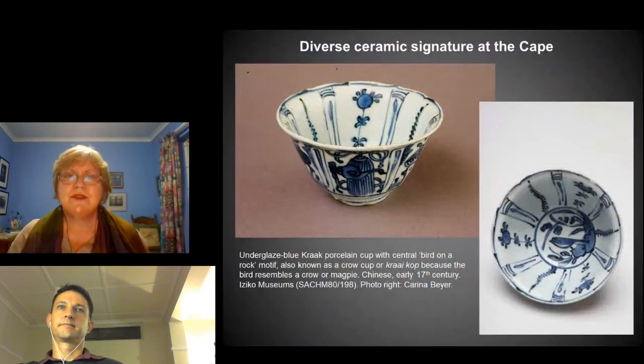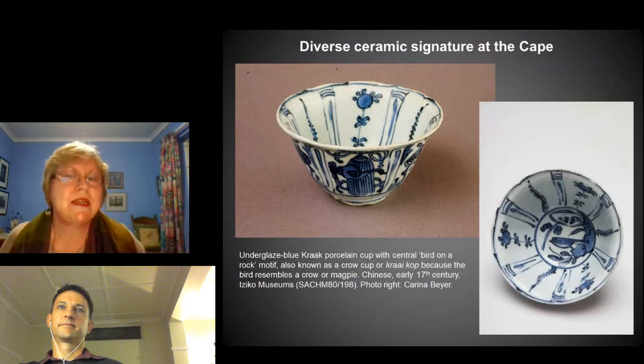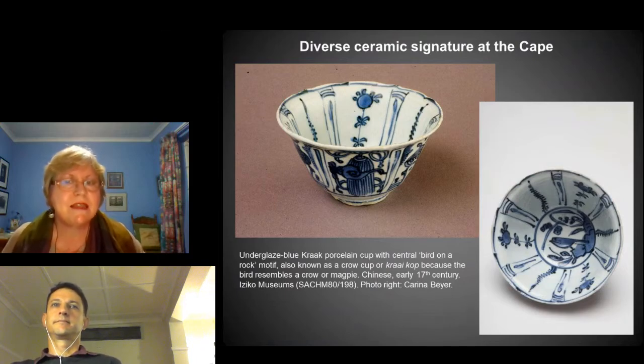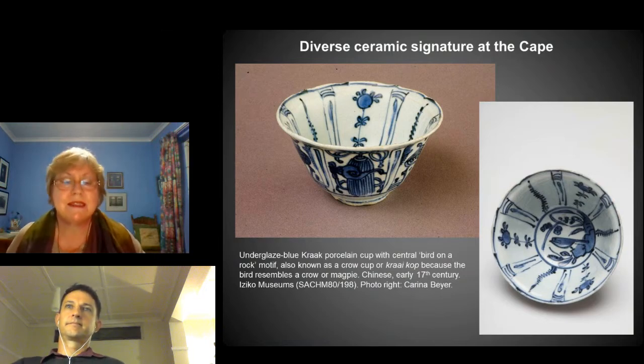So if we now just go back to what landed up on Cape tables, in broad brush strokes, I've again selected an image of a small crock porcelain cup or a kraai kop, because it has a crow or a magpie sitting on a rock right at the center of this tiny bowl of about 7.5 centimeters in height.